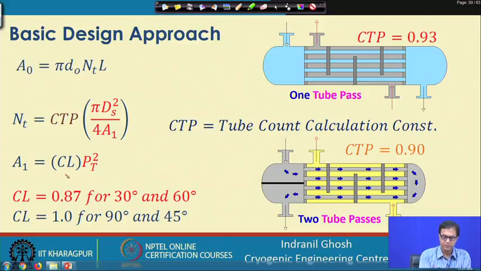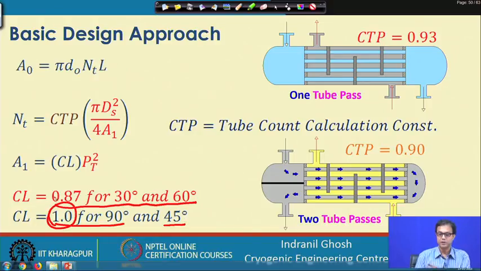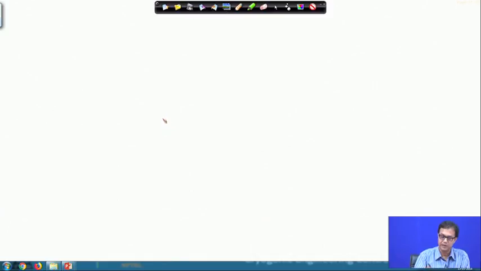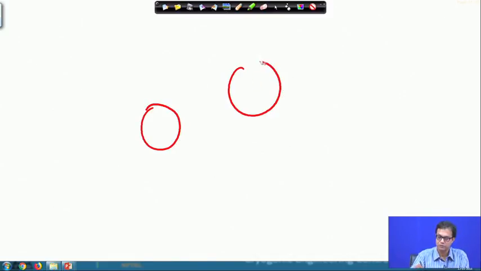So we have CL 0.87 for 30 degree and 60 degree, but here it is 1 for 90 degree and 45 degree. As we have been asked to look for a square pitch, for us this number is 1. So we assume CL equals 1, and PT is already given. If we look into it, it is like this. We have 4 such tubes.